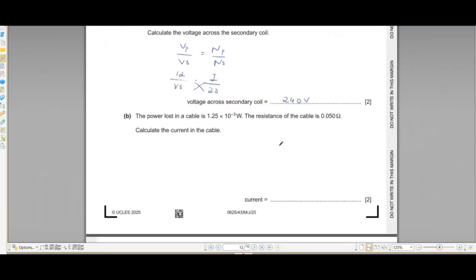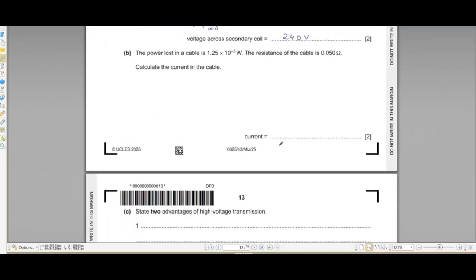Moving forward, the power lost in the cable is 1.25 into 10 raised to the power minus 3 watts. The resistance of the cable is 0.050 ohms. Calculate the current in the cable. So we can find that by the formula power is equal to I squared R.